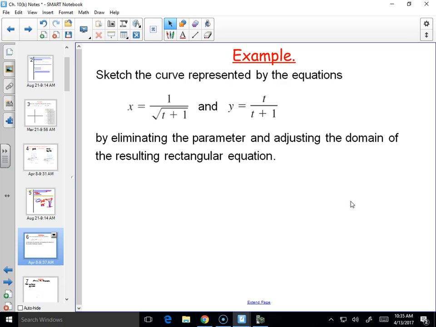But we'll talk about domain in a second. For right now, just try to eliminate the parameter. Solve for t in the x equation. Plug into the y equation and simplify as much as possible.